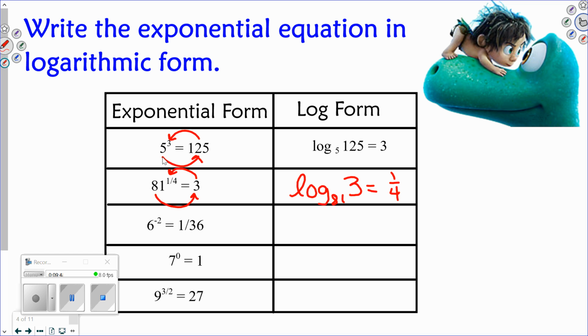Fix it again. Because this is the way that most students, if you're going to struggle, it's going to be going from this direction. So from here, it's going to be log, what's my base? Of what number? 1/4. 36 equals -2.